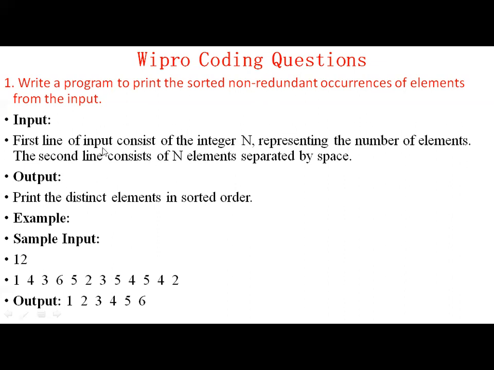Now, what is the output from your program? Print the distinct elements in sorted order. For example, in the sample input, first the number 12 is given. That means there are 12 elements in your input. Then the second line contains 12 elements: 1, 4, 3, 6, 5, 2, 3, 5. See, some elements are repeating here: 4, 5, 4, 2. Then what is the output? Only distinct elements in sorted order, 1, 2, 3, 4, 5, 6. This is how the output should be printed.